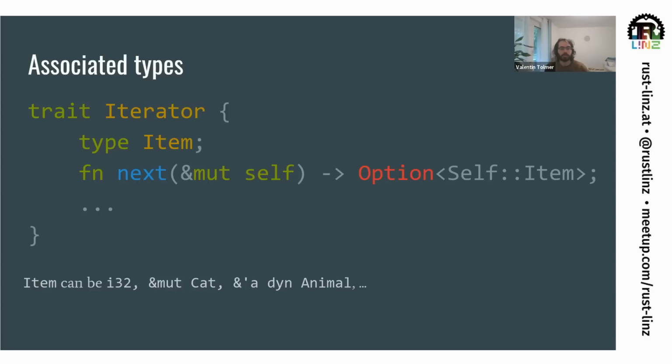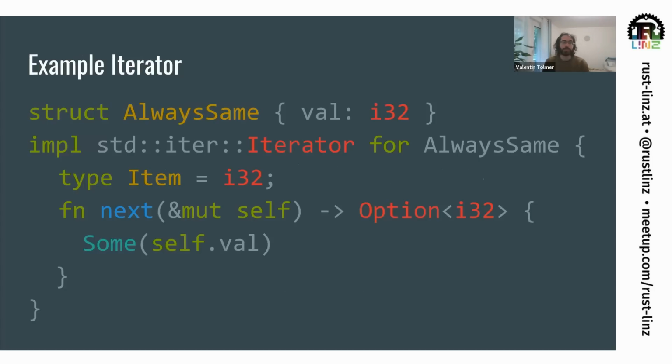So let's write an iterator. It's going to be a simple one. We'll create the type AlwaysSame, and it contains a value. Then we'll implement Iterator for AlwaysSame. Say that the Item of the iterator is going to be an integer. And then whenever you call next, we'll just return that integer over and over and over again.